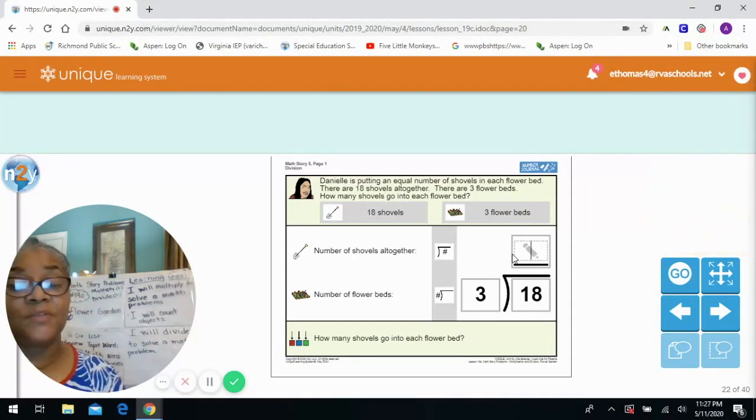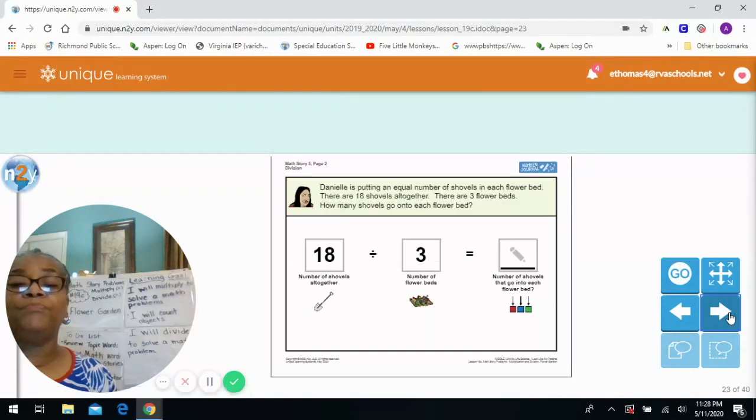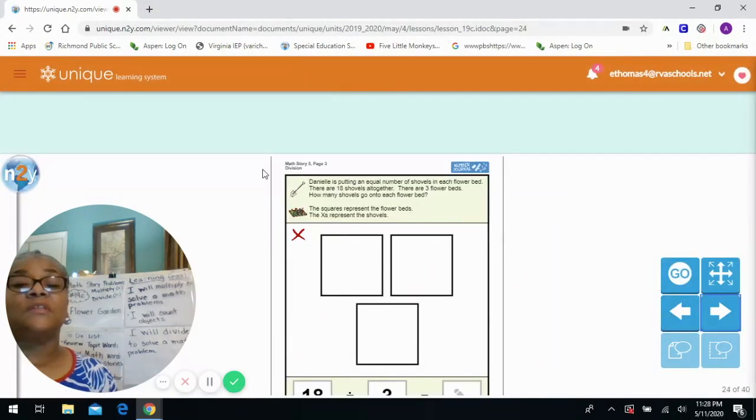Okay, good job. It's what? 6. Very good. Now, if you didn't know, we're going to see. Now, she has 18 shovels and 3 holes. So let's keep putting a shovel in each hole until we run out of shovels. Let's keep doing it. So we knew it from the first one, but let's work it out.